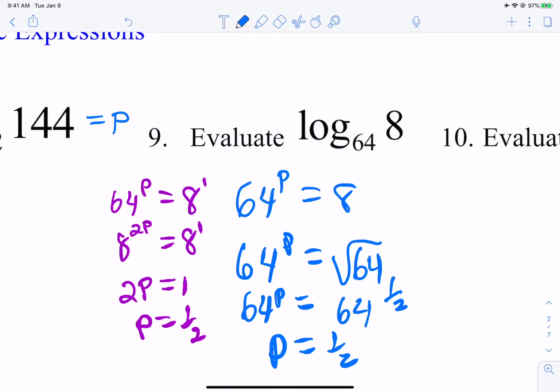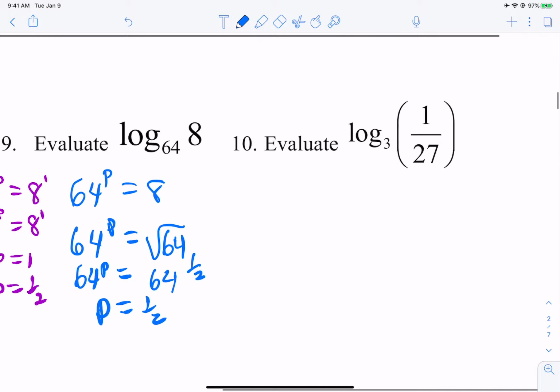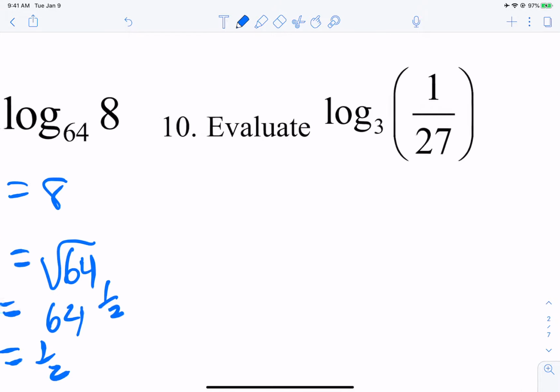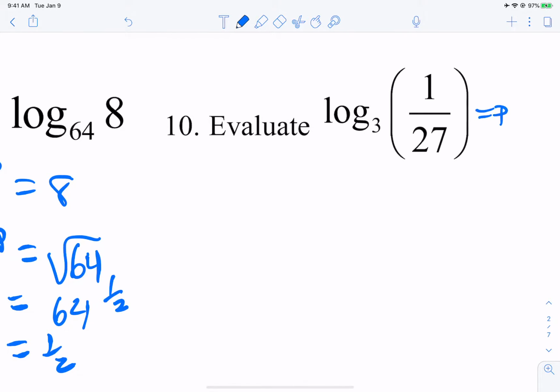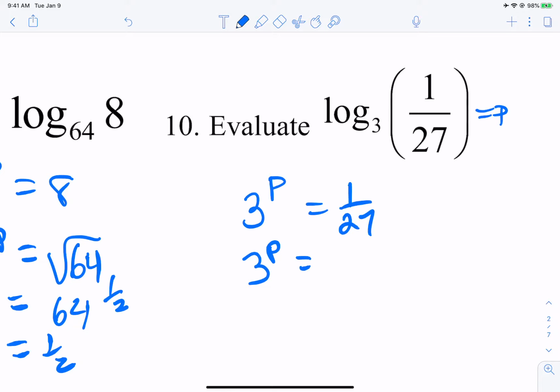Any questions about number 9? Let's move on to number 10. So remember, the answer to every logarithmic problem is a power. We are saying for this one, what power do I put on a 3 to get 1/27? Now, we can relate these things because 27 is 3 to what power? Can anybody tell me? 27 is 3 to what power?